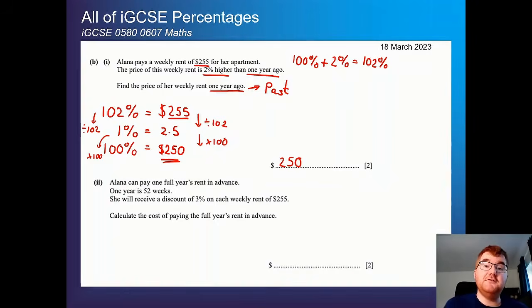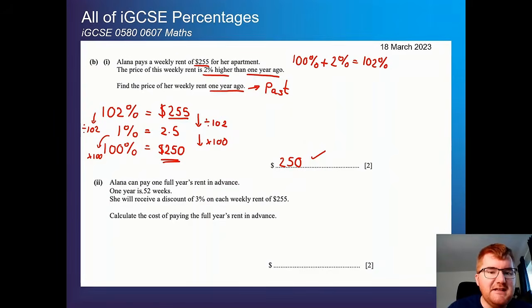Always do a common sense check in this kind of question. So she had a rent of $250. It's now 2% higher, which is then $255. So if you're never sure in the exam, you can always check by going logically through the question to make sure you're getting this correct answer of $250.